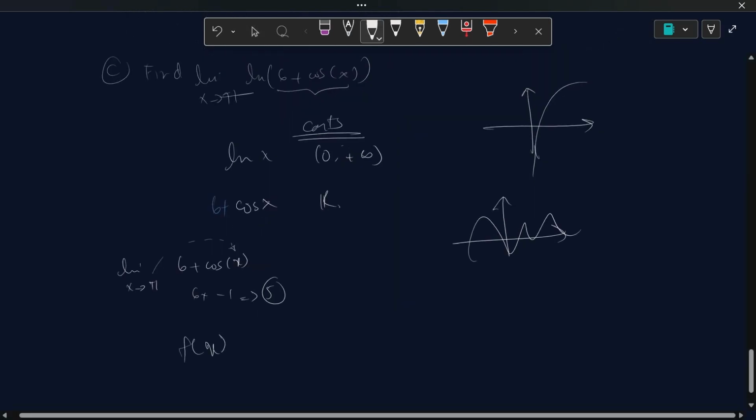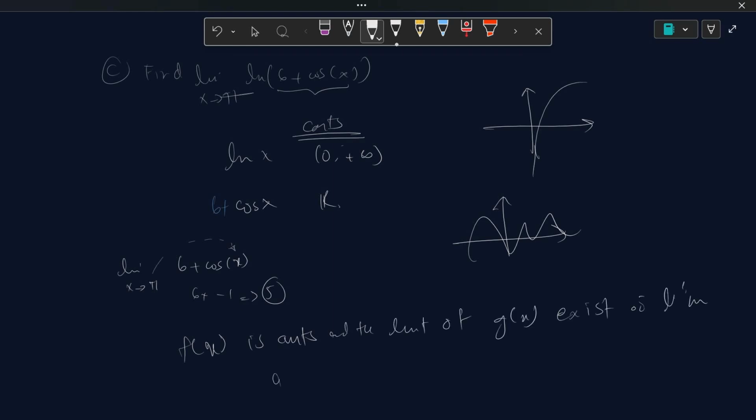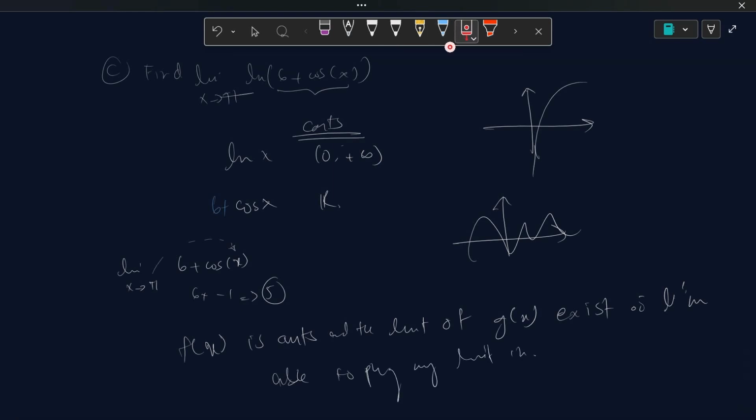So now you can go ahead and say f of x, your whole function right over here, is continuous because this function is continuous and this function is continuous, so that means this whole function is continuous, right? So the function is continuous and the limit of g of x, the inside function, exists, therefore I am able to plug my limit in. That's why you're able to plug your limit in once you know that the limit of the inside function exists and the outer function is continuous.